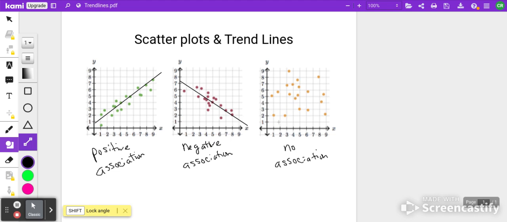Now, no associations don't have trend lines because there's no trend, right? They're all over the place. This is scatter plots and trend lines.